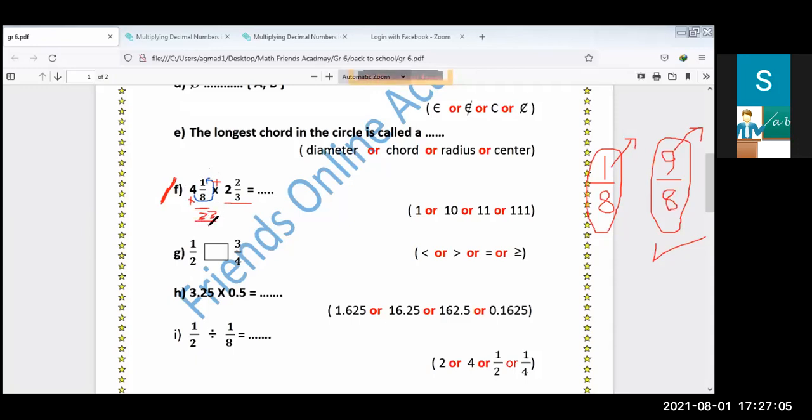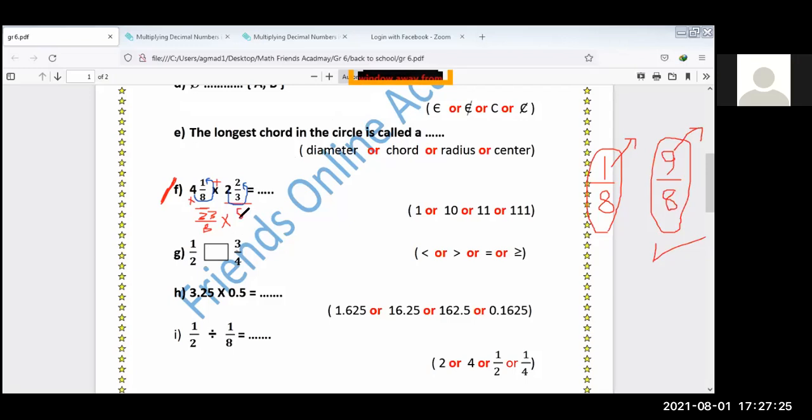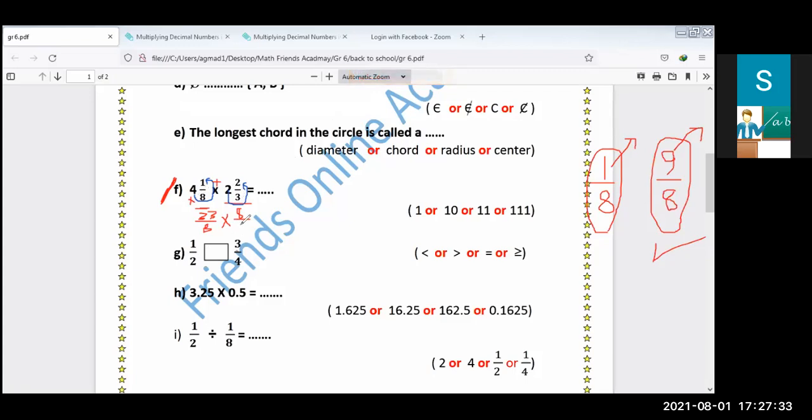The second one, the same idea. 3 times 2 equals 6, plus 2 equals 8. So it will be 8 over 3. I will change my numerator here and here, grade 6. Don't touch your denominator to be the same. Okay, what will I do after that? I have now 33 over 8 times 8 over 3.